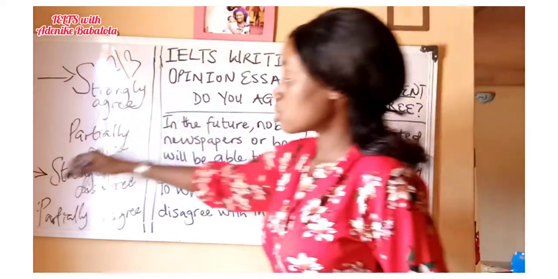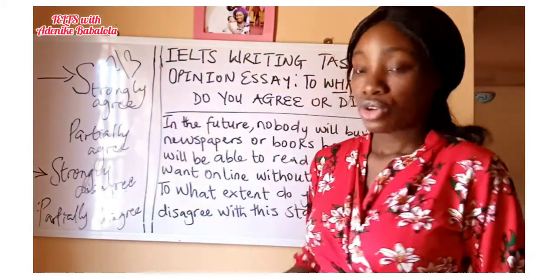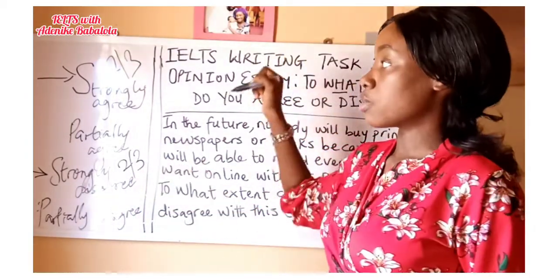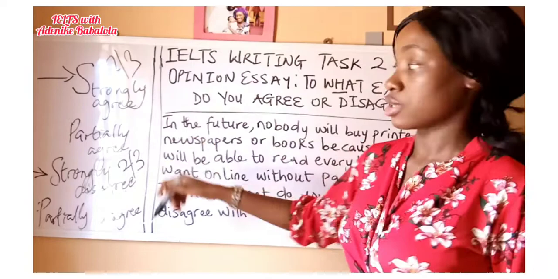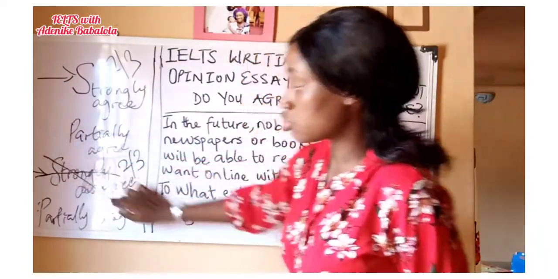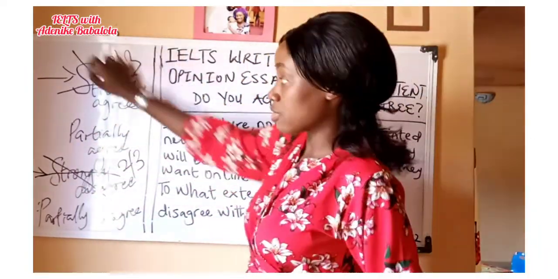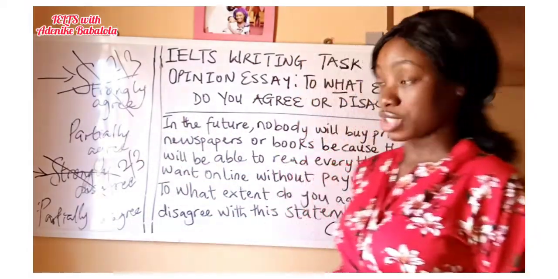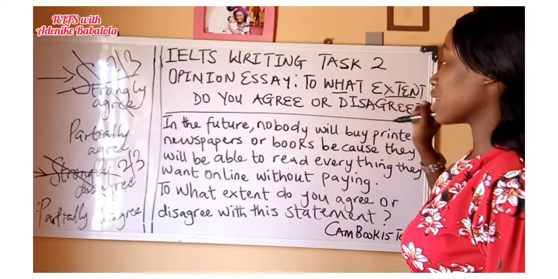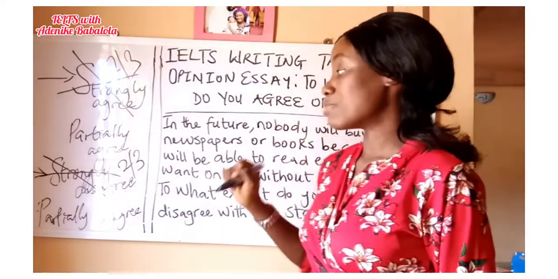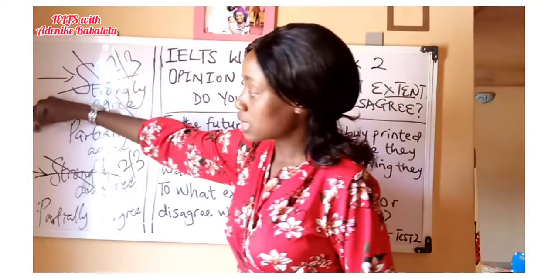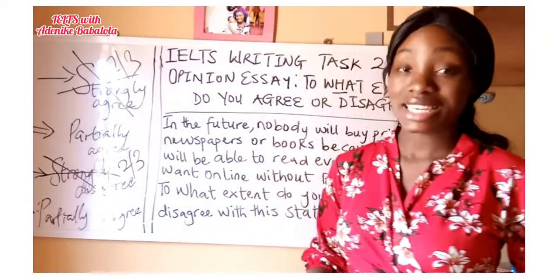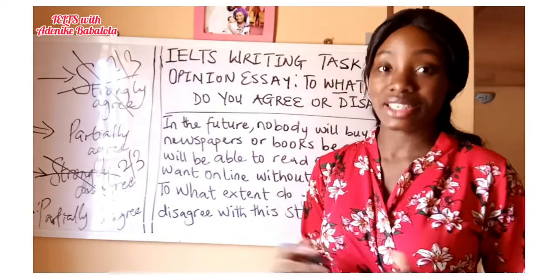If you choose to strongly disagree also, and you have 2 or 3 points for this, you would not be fulfilling the criteria of this question. So we are going to cancel out strongly disagree and strongly agree. That leaves us with partially agree and partially disagree. For the to what extent do you agree or disagree question, please make sure you are tilting in this direction or this direction. You are to partially agree or partially disagree.